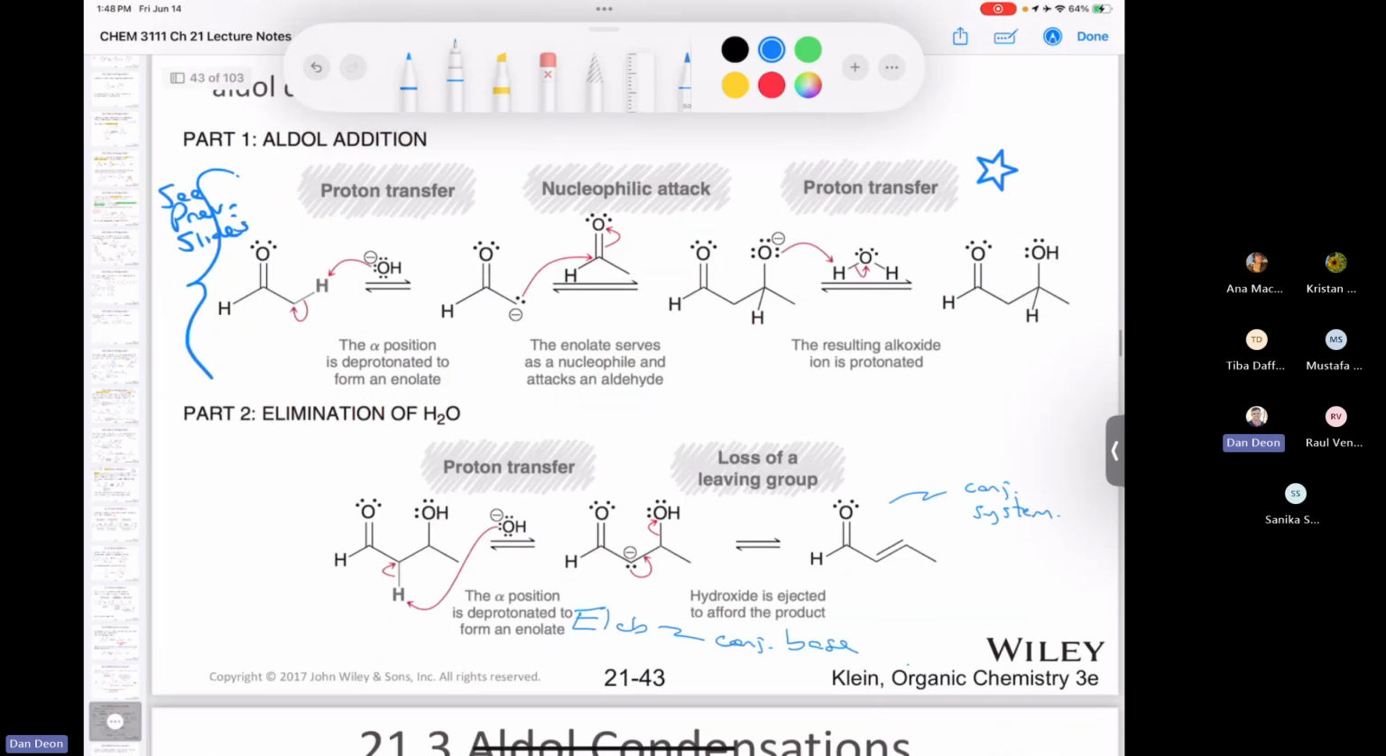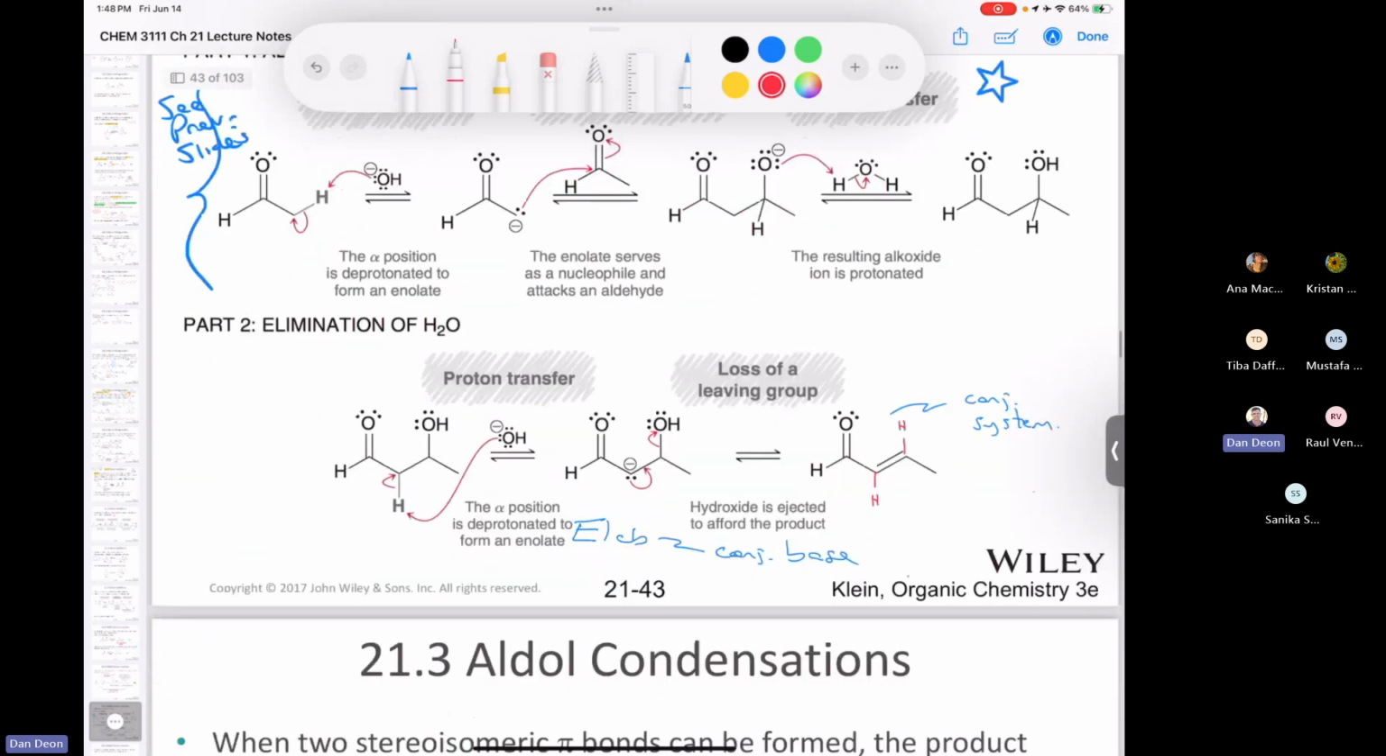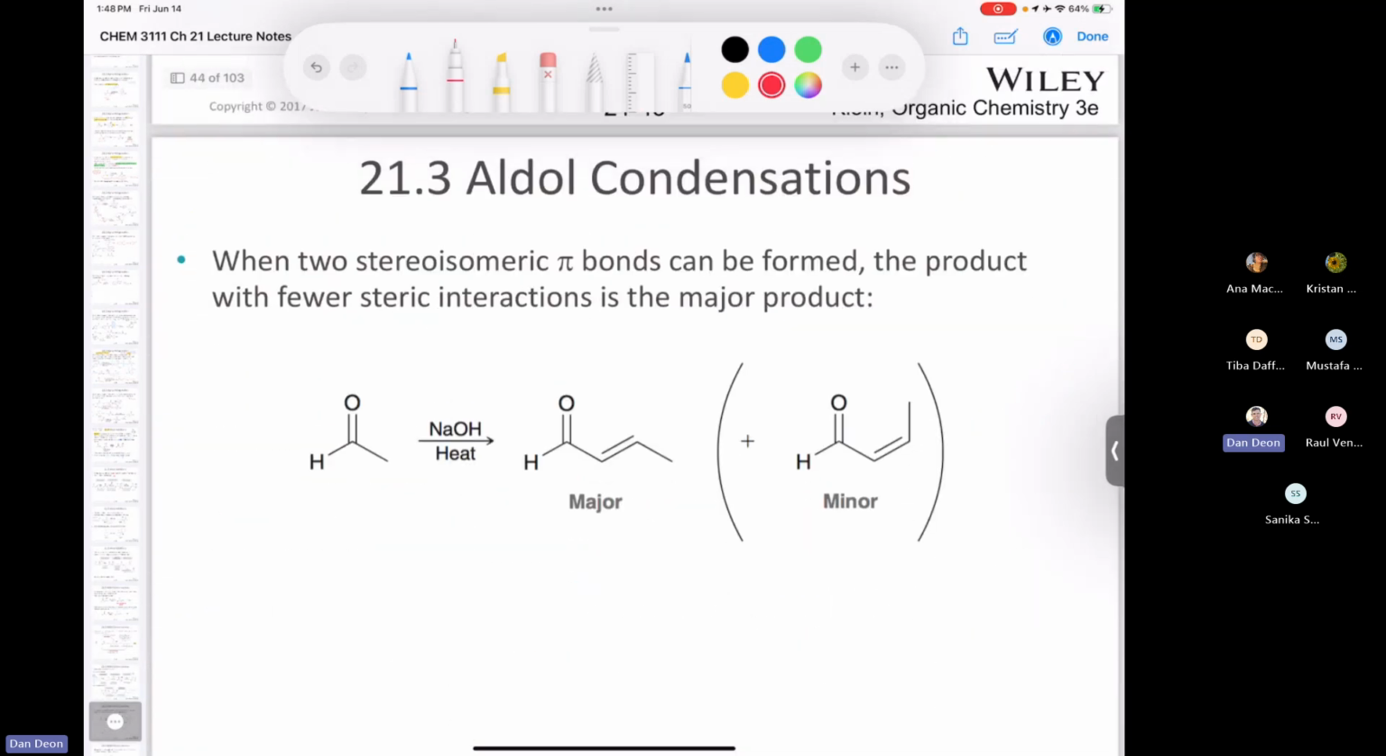Now, I know you're all very astute, and you probably noticed something about this product, which is that it happens that they drew the trans product. Now, if you're wondering, can you have the cis product? Absolutely. Okay, you can end up with both of these stereoisomers. However, when you do an aldol condensation reaction, the major product is usually just going to be the one that's less sterically hindered. Okay, so we'll put here fewer steric interactions, major product. Honestly, you guys, while I'm lecturing, I'm trying to think of an exception, and I can't even think of one off the top of my head. Maybe there is, but it's nothing I could come up with that quickly.